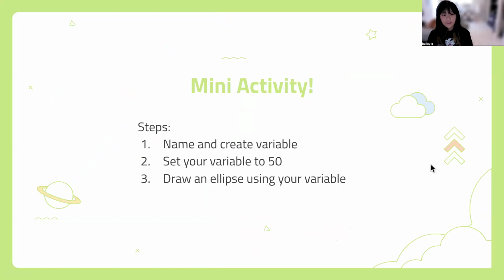Okay, mini activity. We will name and create a variable, set a variable to 50, and draw an ellipse using your variable. So again, as a reminder, var variable name is equal to value, semicolon. That's how we set up a variable. So go ahead and take this time to create a new project and try out this activity. Unpause the video when you're done and we will continue.